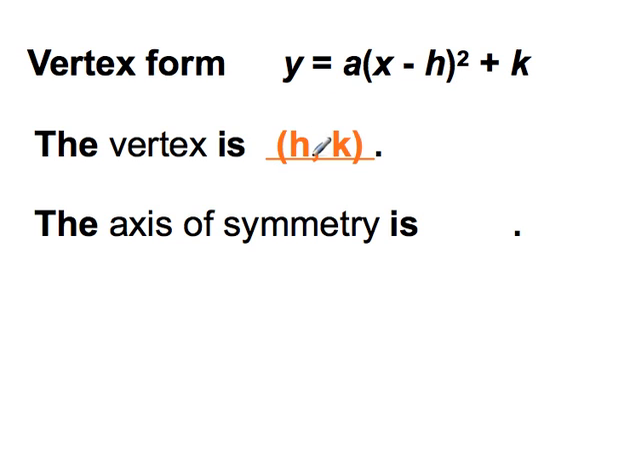When you bring it down here, it's going to be positive h. So it's always going to be the opposite of what's inside the parentheses. And this is going to be the same sign for the y value of the vertex. And then the axis of symmetry has to go through the x value of the vertex, so that's going to be at x equals h. It'll be the vertical line, x equals h.